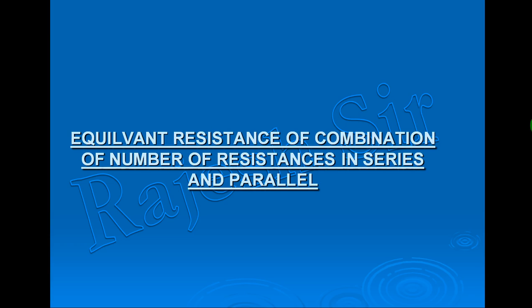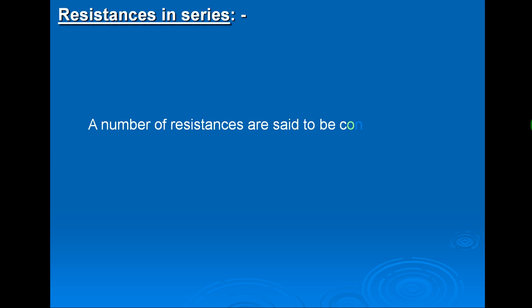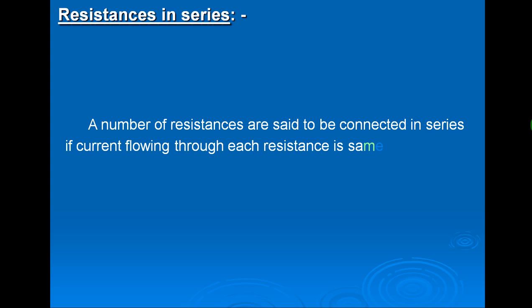Now we will discuss how to find the equivalent resistance of a combination of a number of resistances in series and parallel. Resistances in series. A number of resistances are said to be connected in series if the current flowing through each resistance is the same.